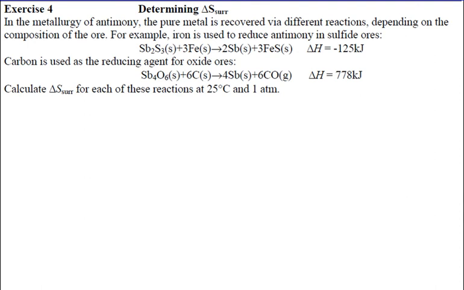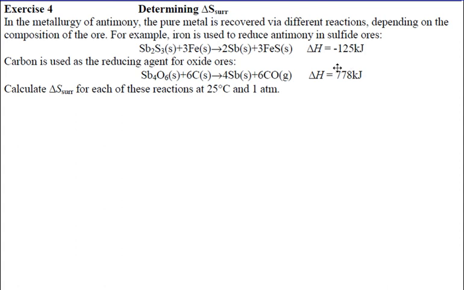So let's say we're asked to determine the entropy of the surroundings given two reactions. Antimony is retrieved from ores depending on what the composition of the ore is. If the ore contains sulfur, we use iron to reduce the sulfur out, to take the sulfur out. If it contains oxygen, we use carbon to pull the oxygen out, leaving us with just antimony. We're asked to calculate the entropy of the surroundings for each of these reactions.